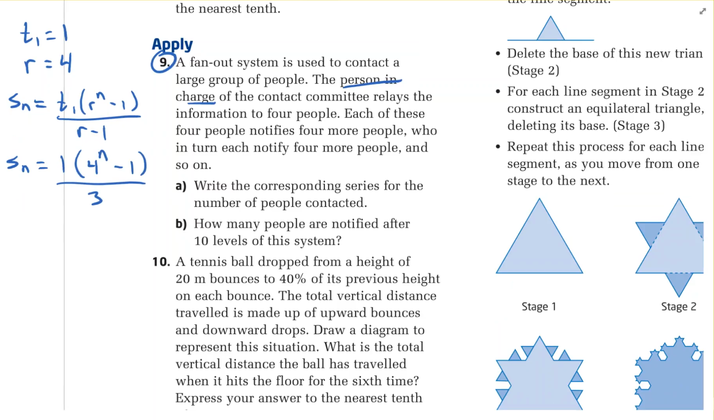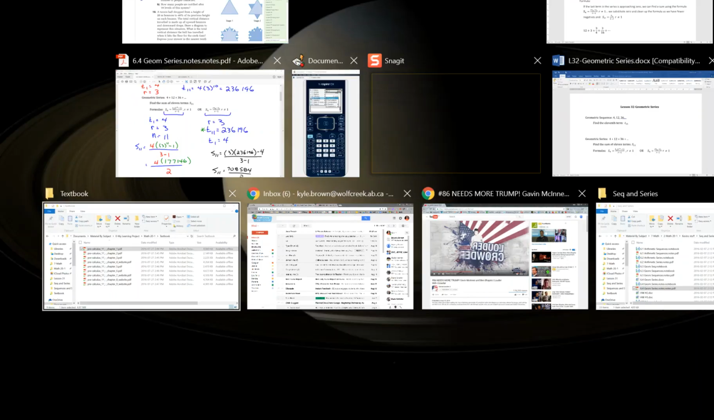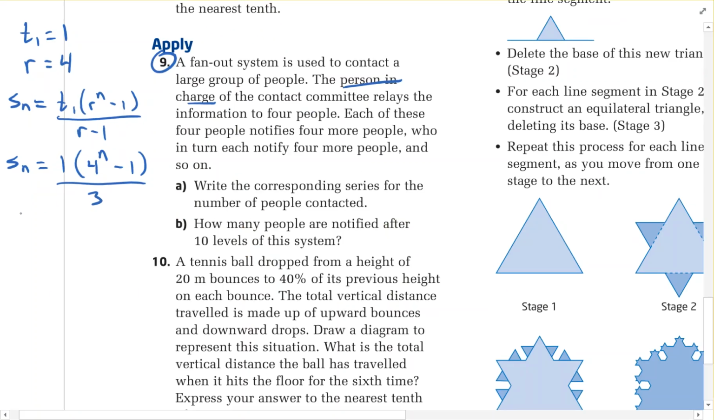The other way of writing it, just as the actual series, is you could just write 1 plus 4 plus 16 plus 64, and so on, right? Plus dot dot dot. Okay, so that's the general idea there, right?